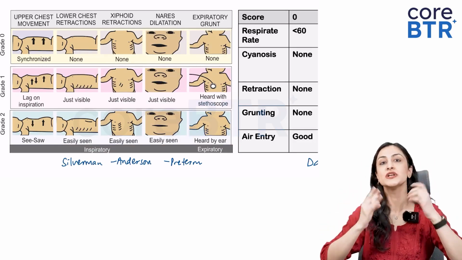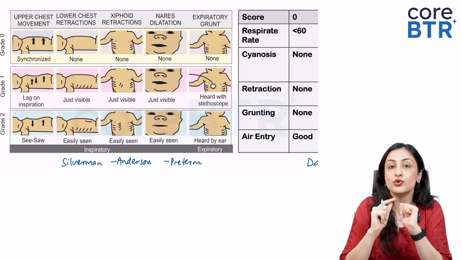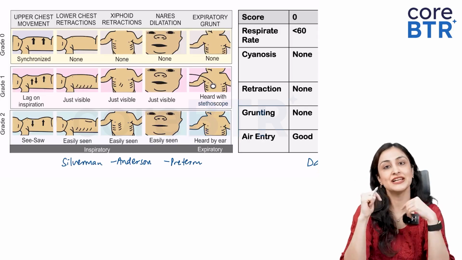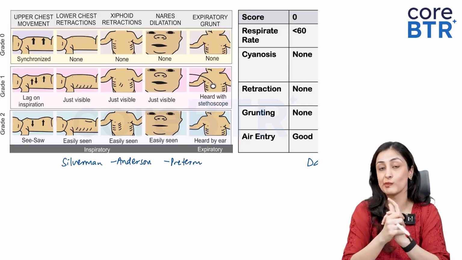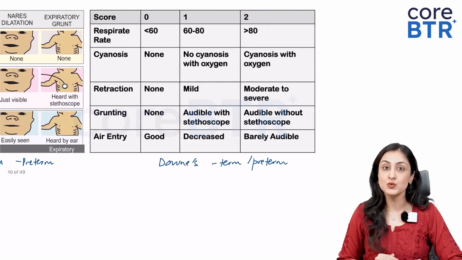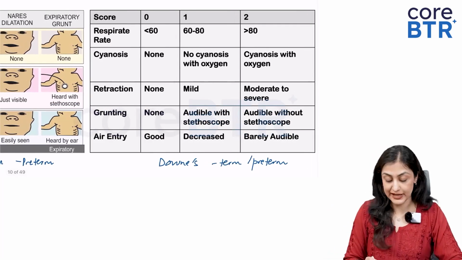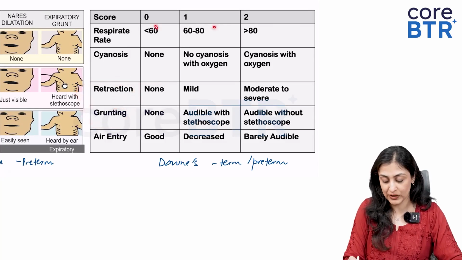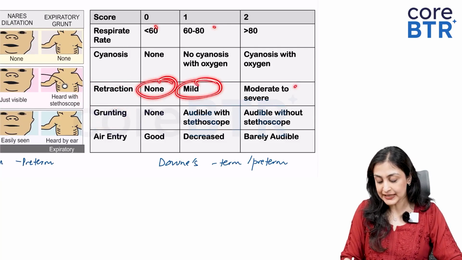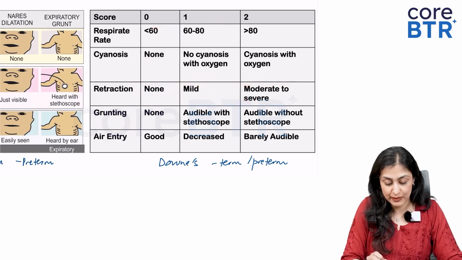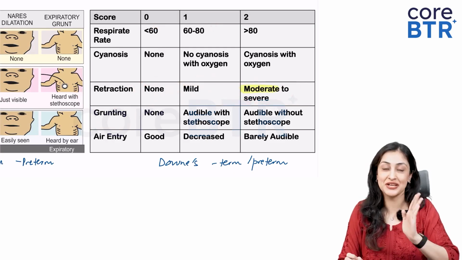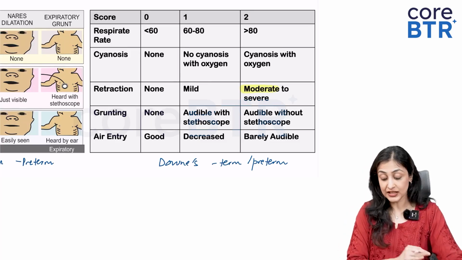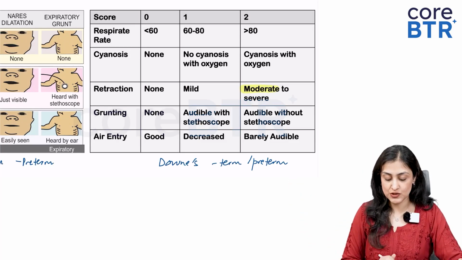So what were the 5 points? Upper chest movement, lower retraction, xiphoid retraction, nares dilatation and grunt. That's what we have to remember here. What about the Downes score? Two features are similar in the Downes score. One is retraction, second is grunting. Same grading, 0, 1 and 2: none, mild, moderate to severe. Just remember moderate because sometimes they give moderate and we don't know where it is. Grunting: none, with stethoscope, without stethoscope. Okay, so these two are done.